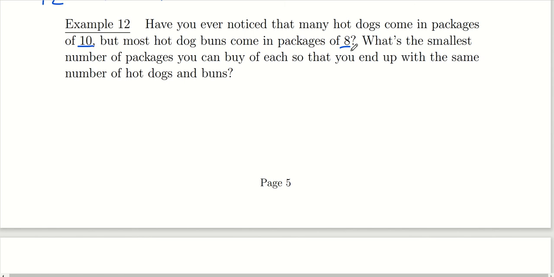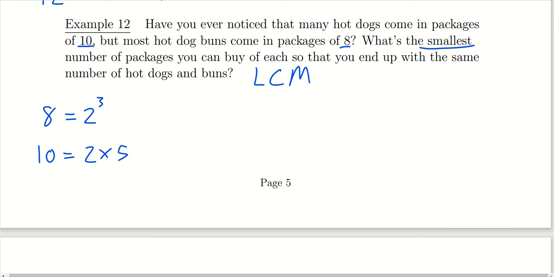However, because they tell us that we want to buy the smallest amount, that means that we're going to need the least common or the smallest multiple of both of them. So in order to do this, let's find the LCM of 8 and 10. Again, this is going to begin by doing the prime factorization of each. You do your factor tree. 8 is 2 times 2 times 2. 10 is 2 times 5. To find the LCM, we write down any prime that appears anywhere in any of these lists. And we see that it's going to be 2s and 5s. So those are the only ones that appear.